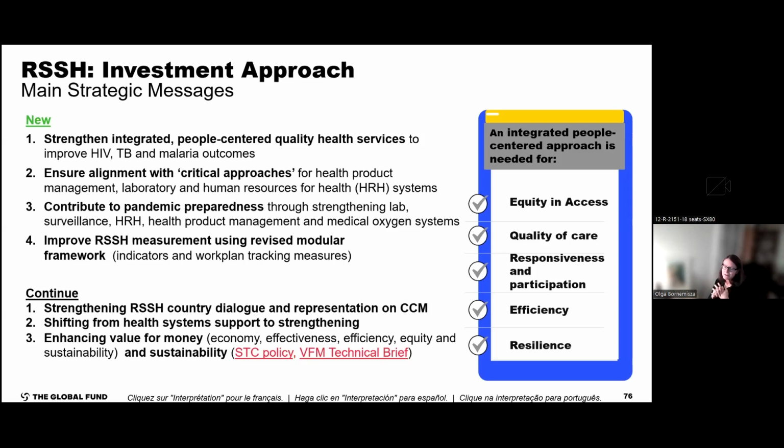And then the final thing is, given the current world economic environment, enhancing value for money is still incredibly important, as well as thinking about sustainability. I've noted some of the policies in the technical briefs, and there will be an STC sustainability, transition, and co-financing webinar next Thursday, I think on the 30th of November. Okay, next slide.